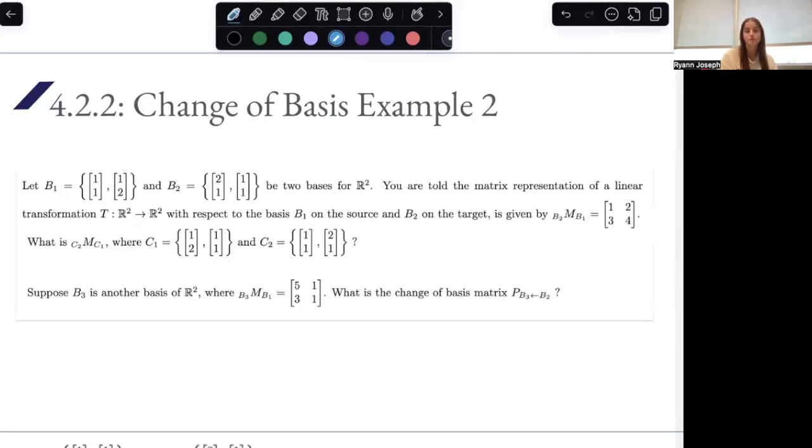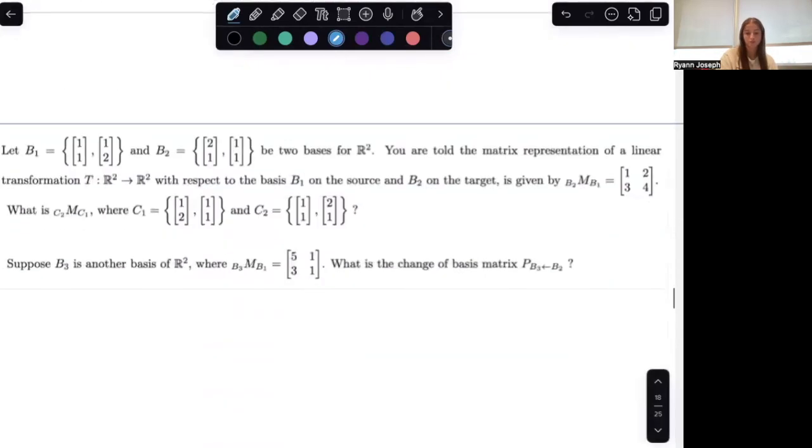For our intents and purposes, it's just changing a vector. But they're telling us that the input is with respect to the basis B1, and the output is with respect to B2. That's what source and target mean. And look at that. What is the linear transformation M, where we have two different bases? Our input we want to be with respect to C1, and the output with respect to C2. So we have to change the basis that the input is with respect to and change the basis that the output is with respect to.